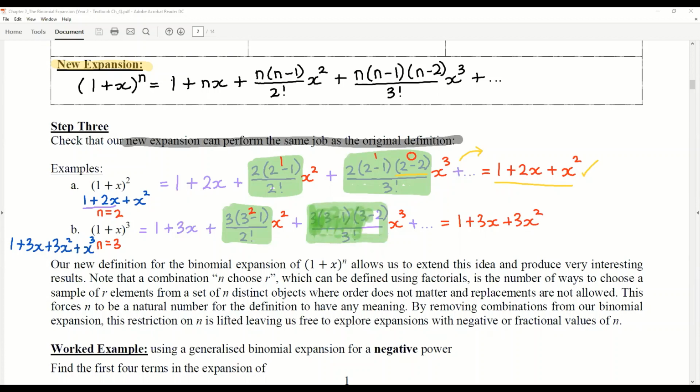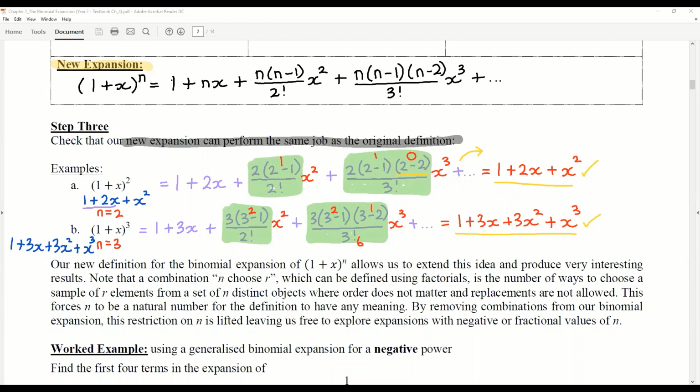And then in the x cubed coefficient, let's have a look at this one. We have got 3 multiplied by 3 subtract 1, which is, of course, just 2 again. 3 subtract 2, which is, of course, 1. So we have 3 multiplied by 2, multiplied by 1, which is 6, over 3 factorial, which is 6. 6 over 6 cancels to 1, plus x cubed. So, yes, it does indeed work.